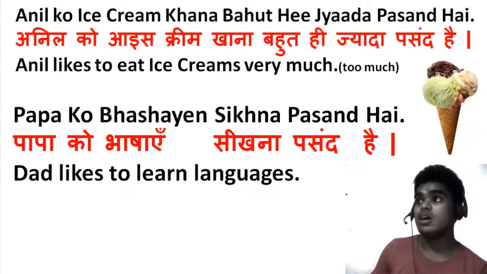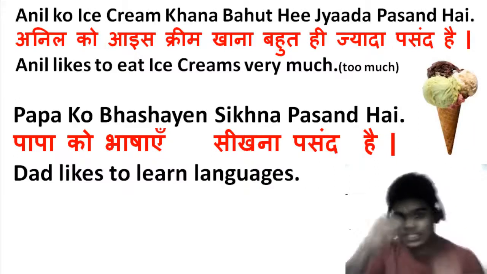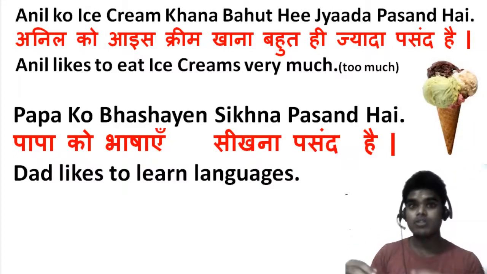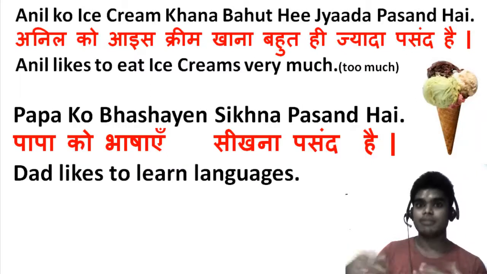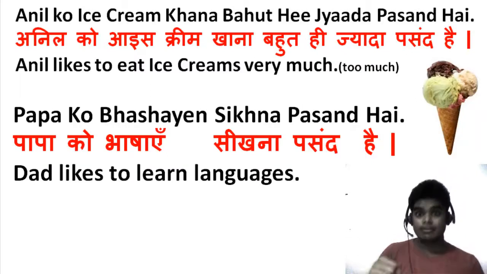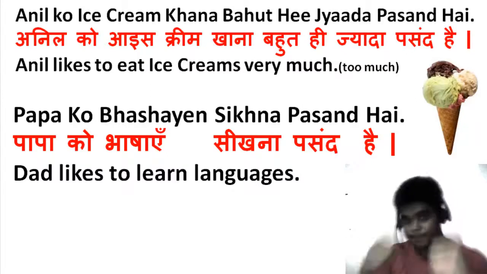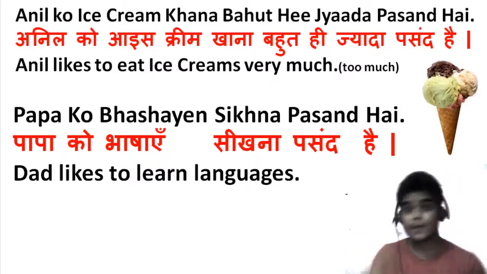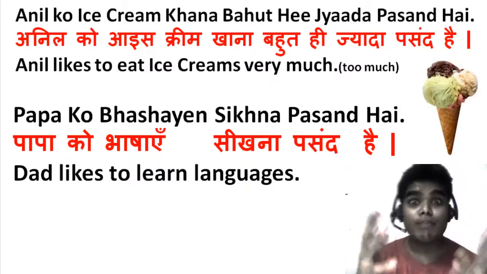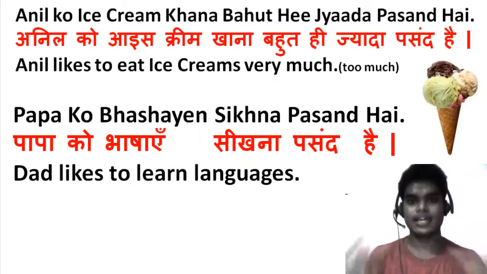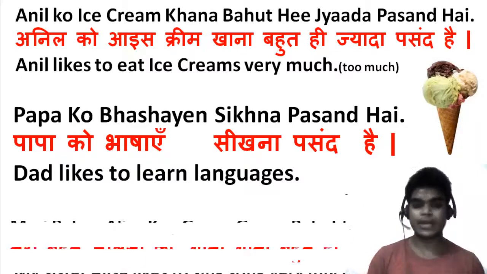Bhai ko boxing seekhna pasand hai. Bhai ko means brother. Actually, my brother likes like that, you know. So, brother likes to learn boxing, you know. So, bhai ko, boom, boxing seekhna pasand hai. Remember it, how I'm delivering it, okay?